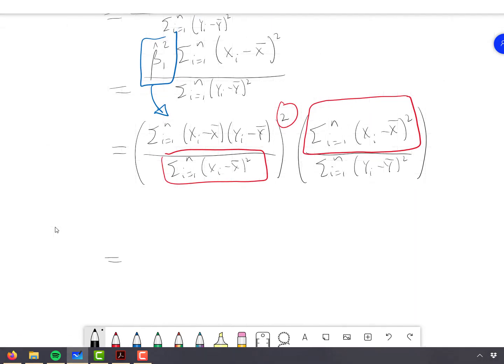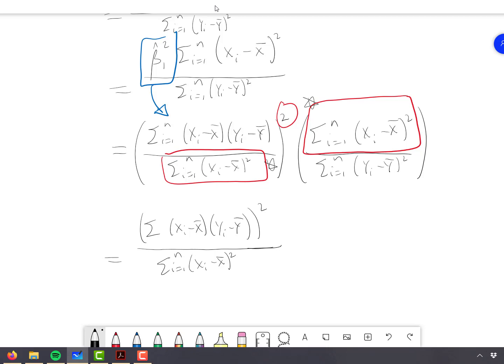If we scroll down a little bit to give us a little more room to work with, we can rewrite this term, taking that into account. We have the sum of our xi minus x bar times yi minus y bar, and we'll take that squared, divided by the sum of i equals 1 to n of xi minus x bar squared, again taking into account the fact that we have those two terms we boxed in red above, and they're canceling out part of those terms.